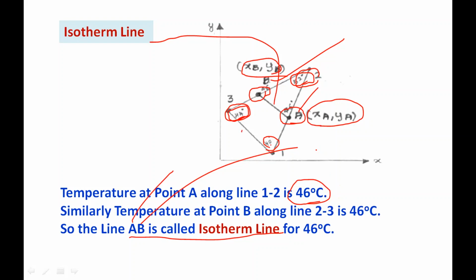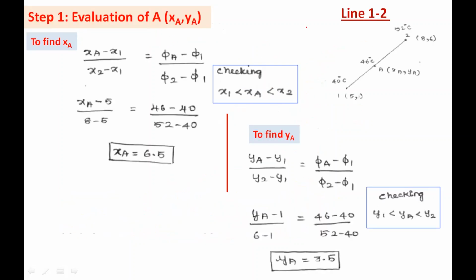First we will see the evaluation of the coordinates of point A, XA, YA. Point A is lying on the line 1 2, right? This is the line 1 2.